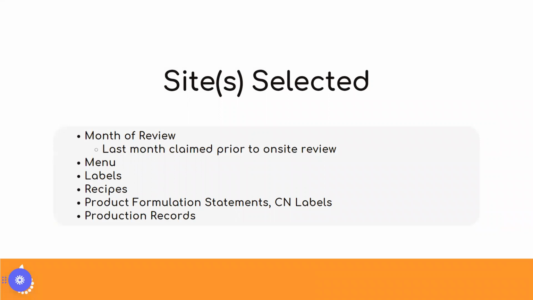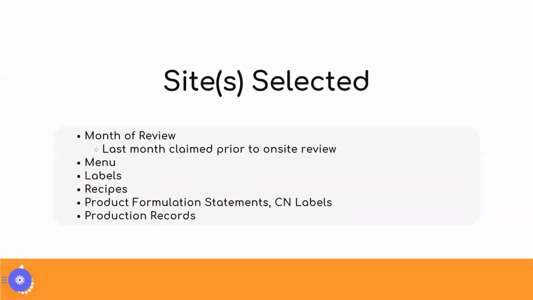The month of review is the last month that was claimed prior to your on-site review. So if they come in the middle of December and you already have November's claim in, then November would be your month of review. However, if you have not submitted November's claim, then October would be your month of review if that's the last month that you have claimed.